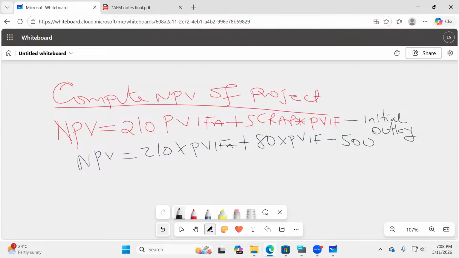In your own language, why am I multiplying this scrap value with PVF and not PVFA? Because we can only use PVFA for a repetitive figure, a figure which is repeating itself. This scrap will only be realized once over the entire life.